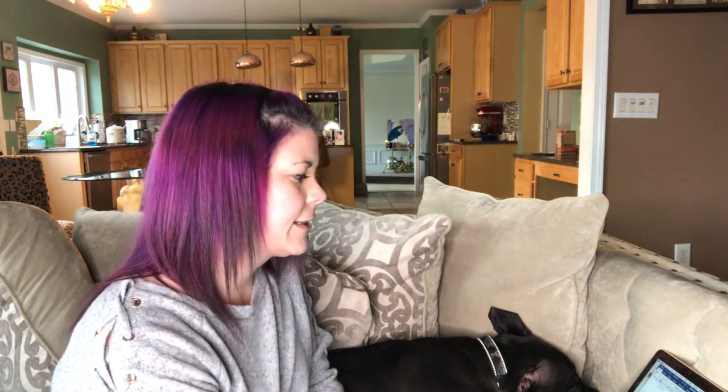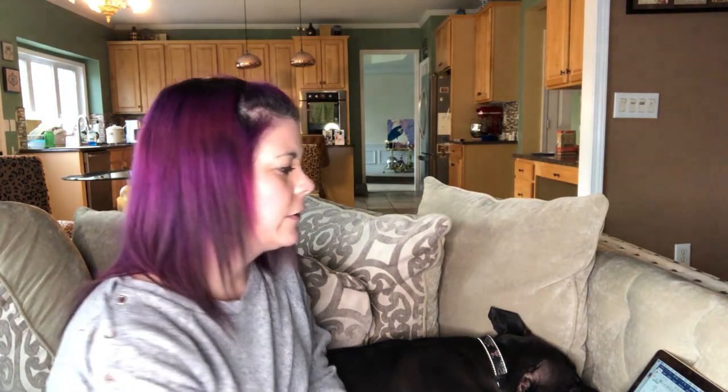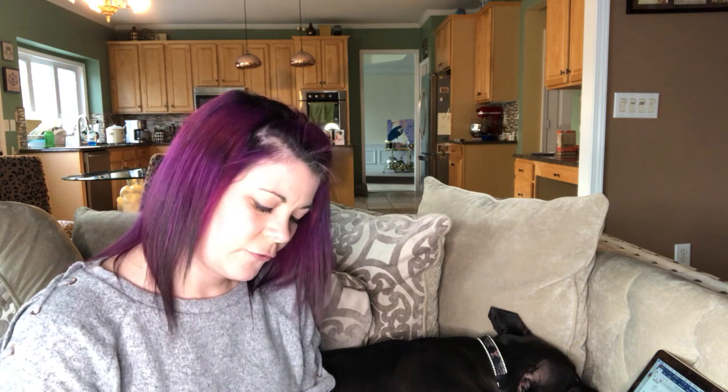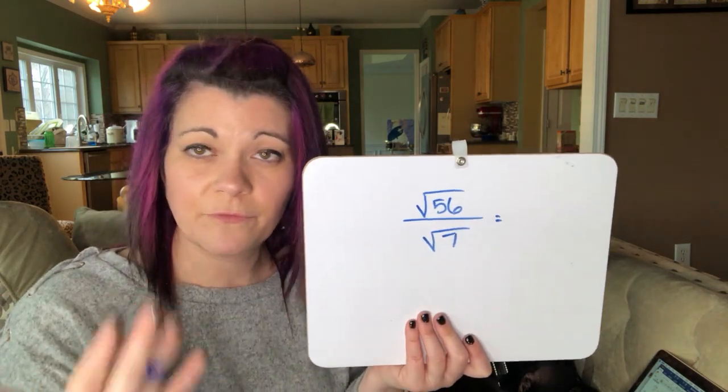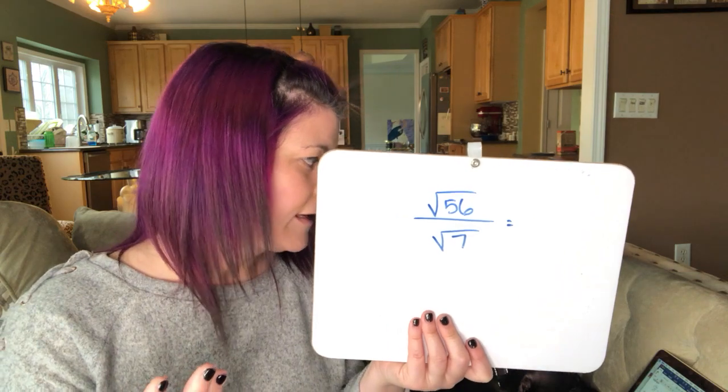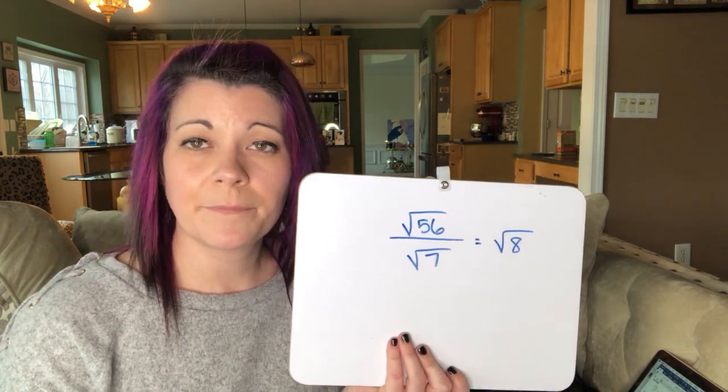Now let's talk about division. How to divide radicals is the same thing. So if you have square root of 56 divided by square root of 7, all you do is, if they're under the radicals, then you just divide them. 56 divided by 7 is 8. So in this case, we have the square root of 8 is our answer.